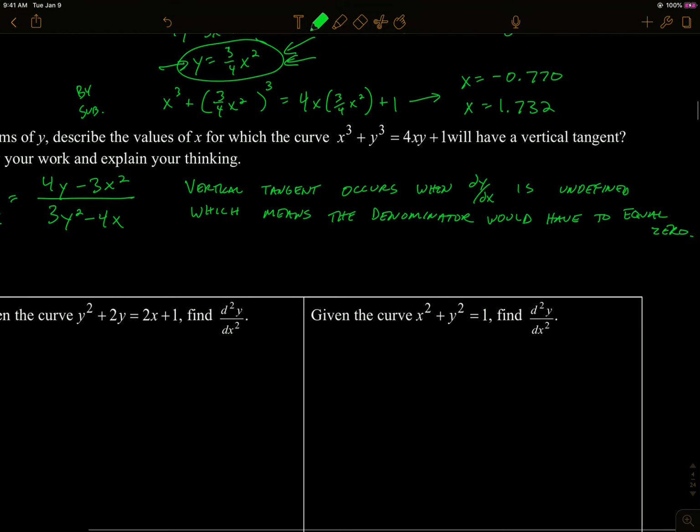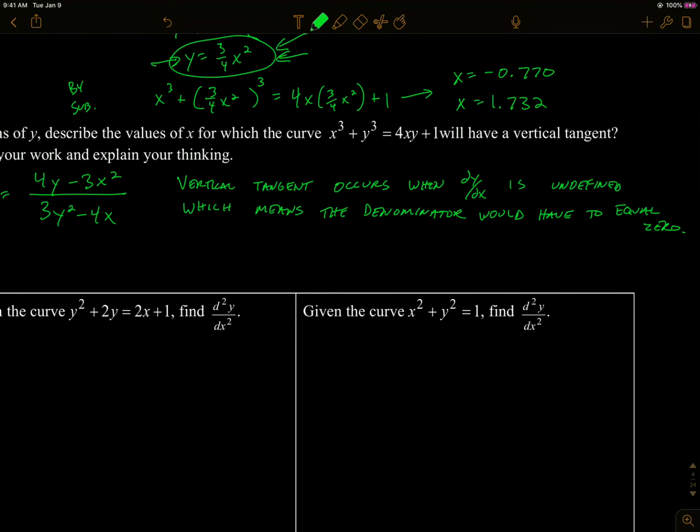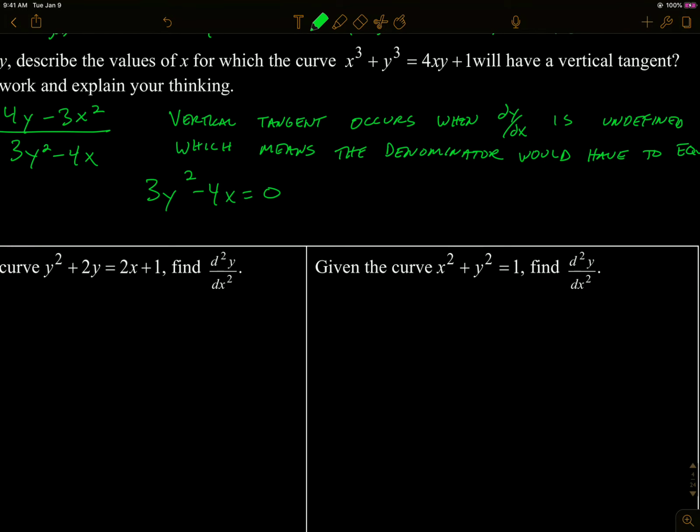Anyway, I want to always say 0. So I'm going to make the denominator equal to 0, and that would make my derivative undefined. So I'm going to solve for either variable. X seems to be the one that's easier to solve for here. So I subtract 3y squared, I divide by negative 4, and I get x equals 3/4 y squared.